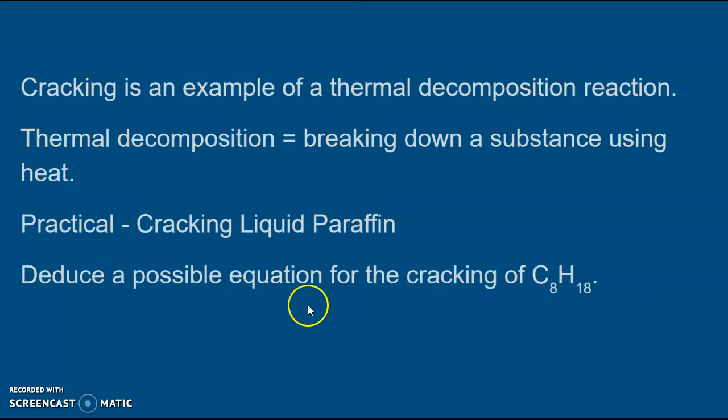Okay, can you deduce an equation for the cracking of C8H18? Well, it sounds difficult, and it's the sort of thing that does come up in the exam. It's actually easy. You've just got to make up the formula of an alkene. Could be C3H6. Subtract that, and you get C8H18 goes to C3H6 plus C5H12.